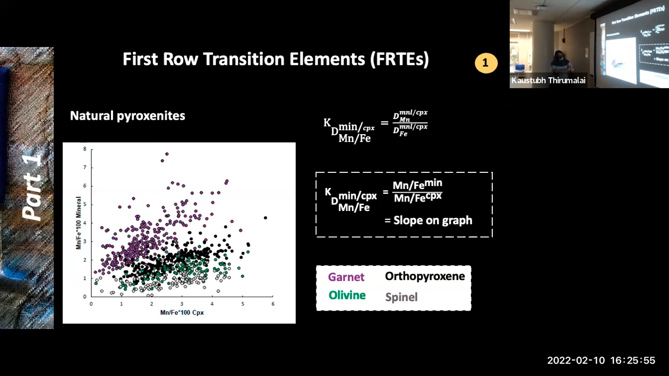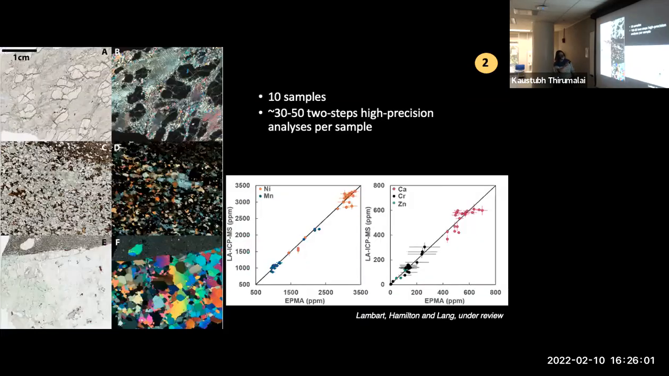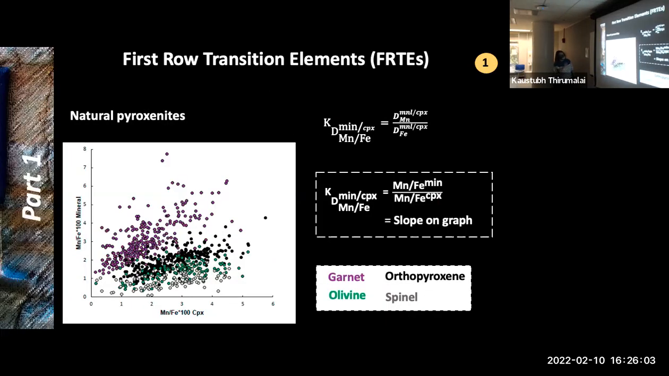Okay, so first thing, we take all the data we have and we plot them. This is the manganese iron ratio in different minerals, garnet, orthopyroxene, olivine, and spinel, as a function of the manganese iron ratio in clinopyroxene. We are looking at natural samples. We don't have melt anymore, so we are looking at exchange coefficients between minerals, okay?